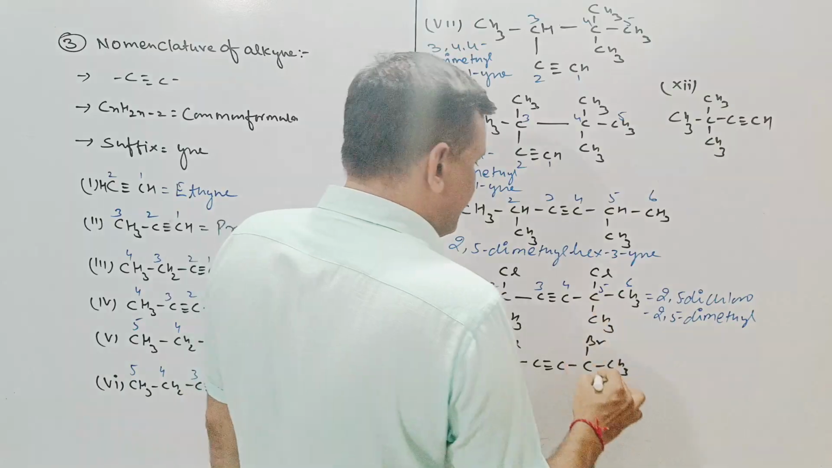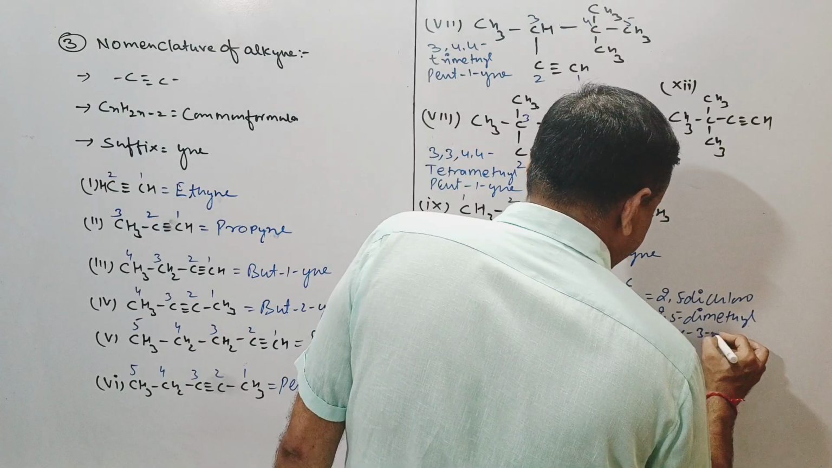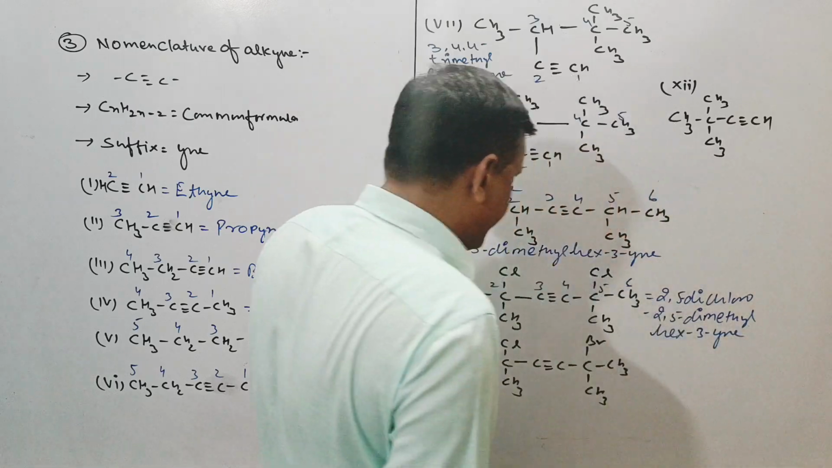Here is the 6 carbon chain, so this is called hex. At number 3 position there is a triple bond, so it will be 3-yne.